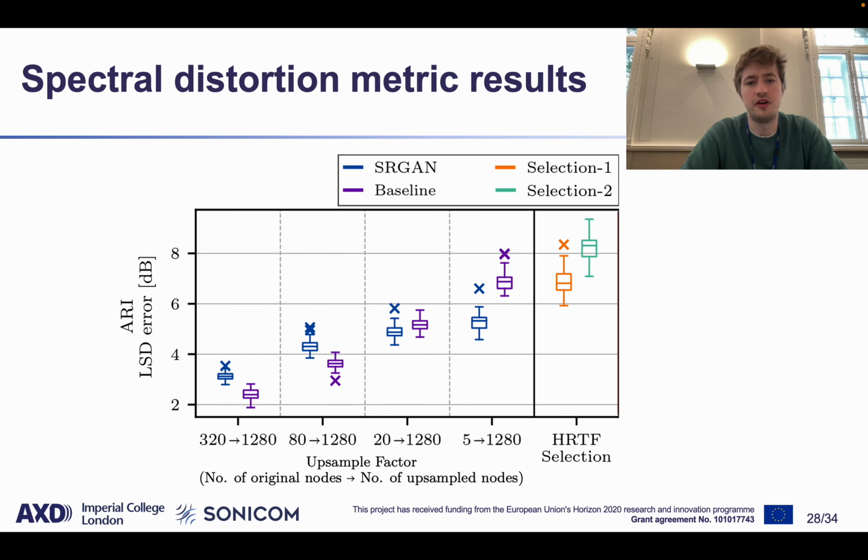And just to look at the super resolution GAN with no transfer learning, compared to a baseline, the baseline being just barycentric interpolation, as I said before, just a simple weighted sum of nearest neighbours. This is the performance we get.